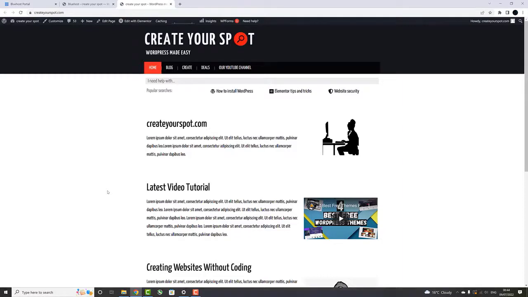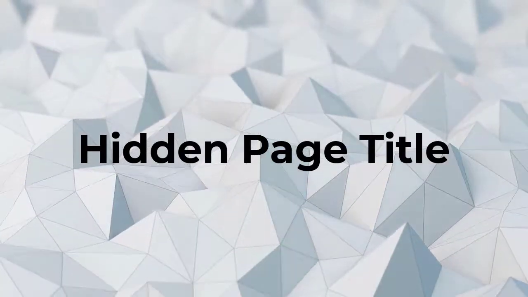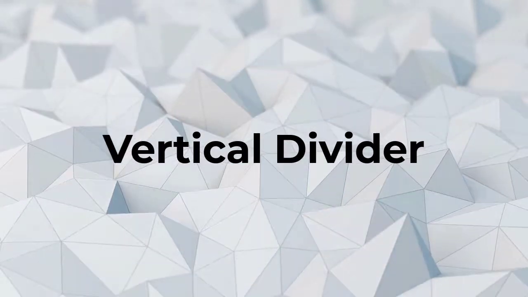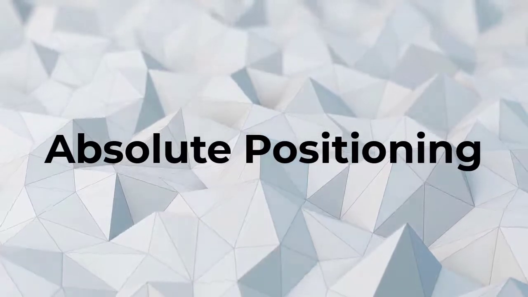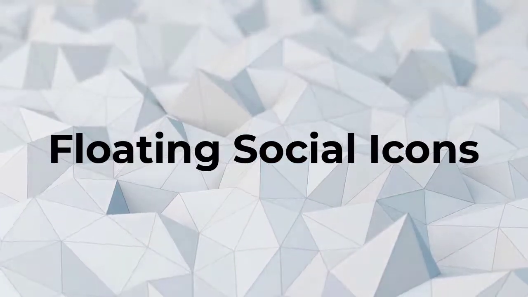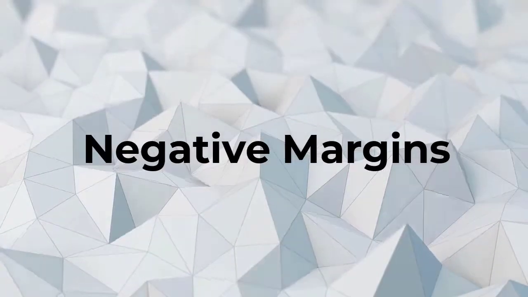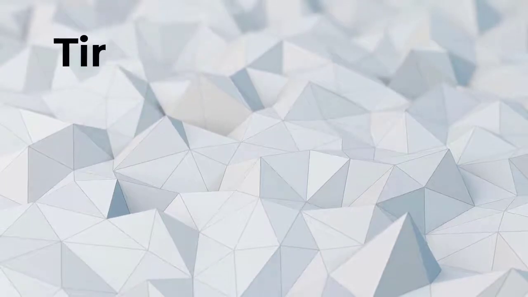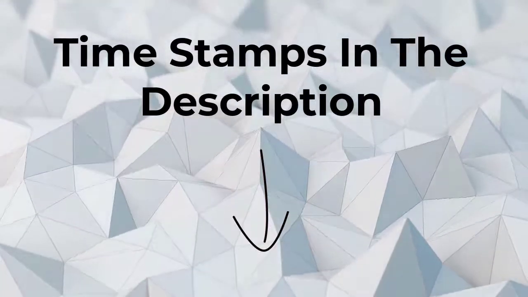In this video, you are going to learn my selection of the best 7 Elementor tips and tricks. That includes the following features of the Elementor page builder: hidden page title, vertical divider, inline text style, absolute positioning, floating social icons, gradient button, and negative margins. Please use timestamps if you'd like to jump to a specific feature. Otherwise, let's begin.